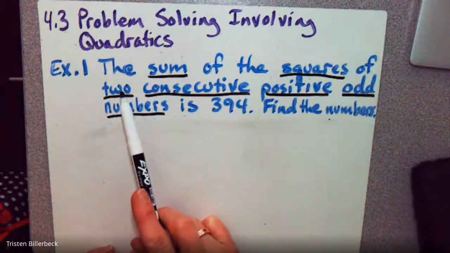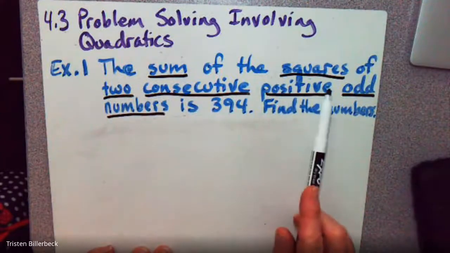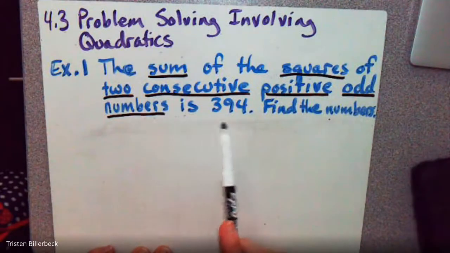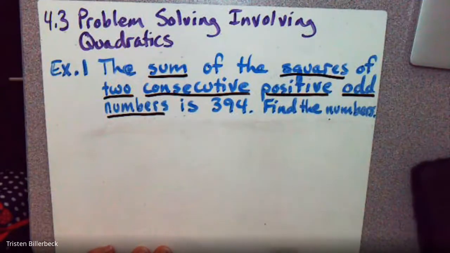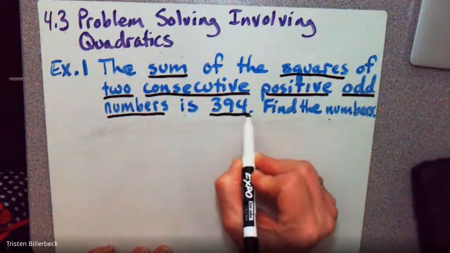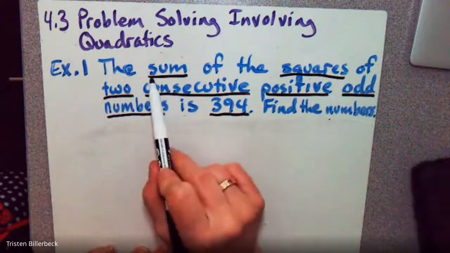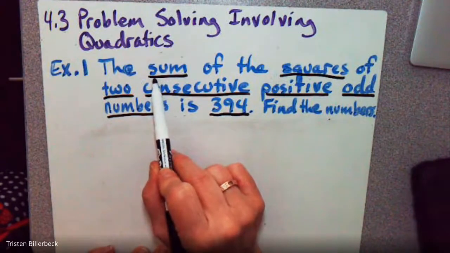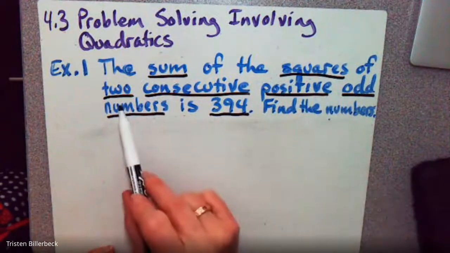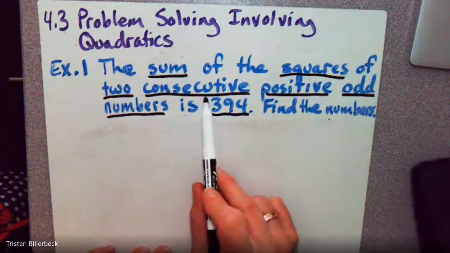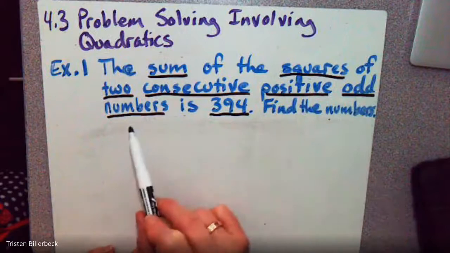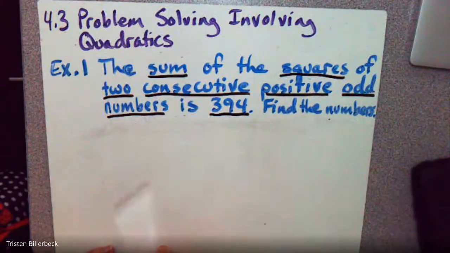So our first problem is the sum of the squares of two consecutive positive odd numbers is 394. Find the numbers. Okay, so I've underlined the important things of the paragraph of the question. So sum of the squares of two consecutive, meaning next to, positive odd numbers, that's 394.